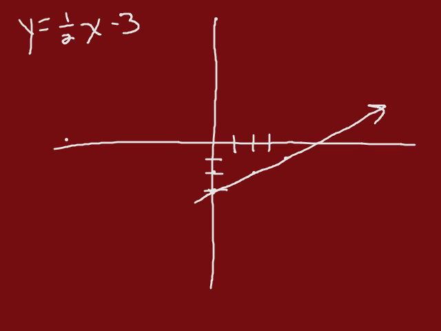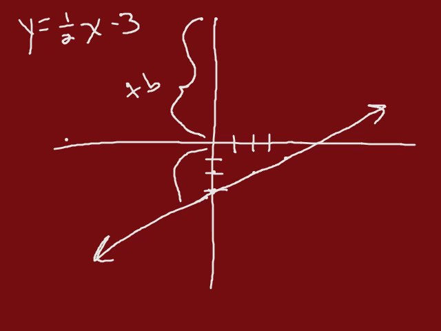Okay, so what this means is that if your b is positive, it's going to cross the y-axis up here, positive b. If your b is negative, it's going to cross the y-axis down here, negative b. If b is 0, it's going to cross the origin, b equals 0. Okay, so that's how the b affects the equation of your line. Let's look at different slopes.